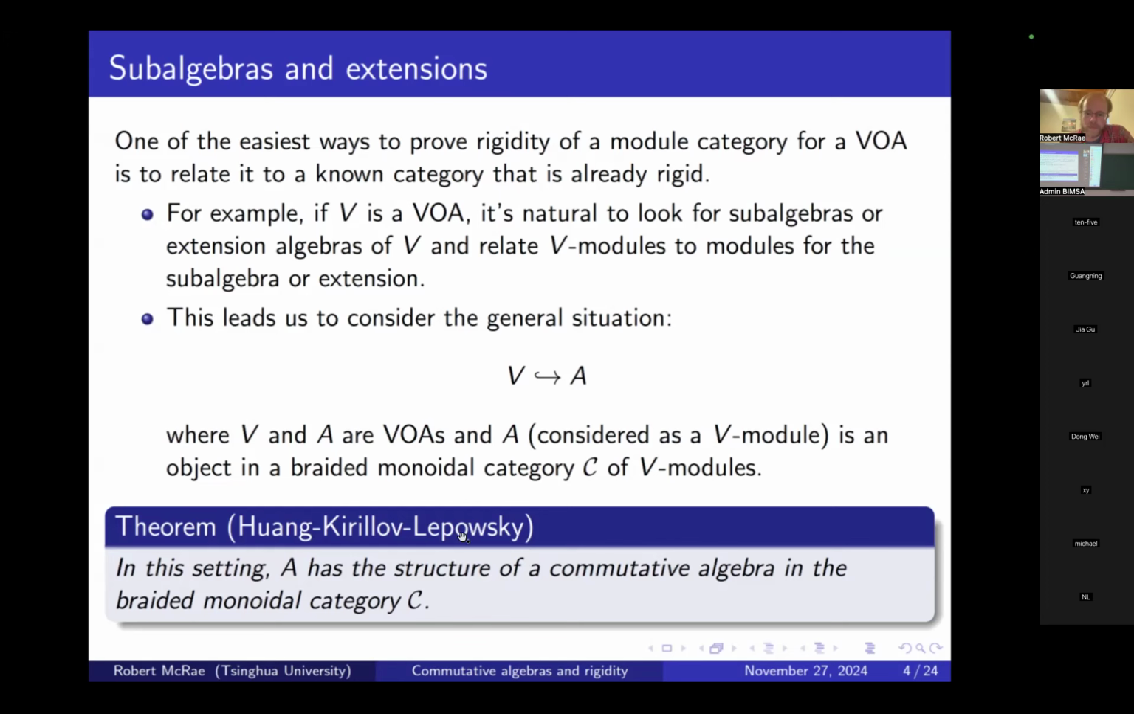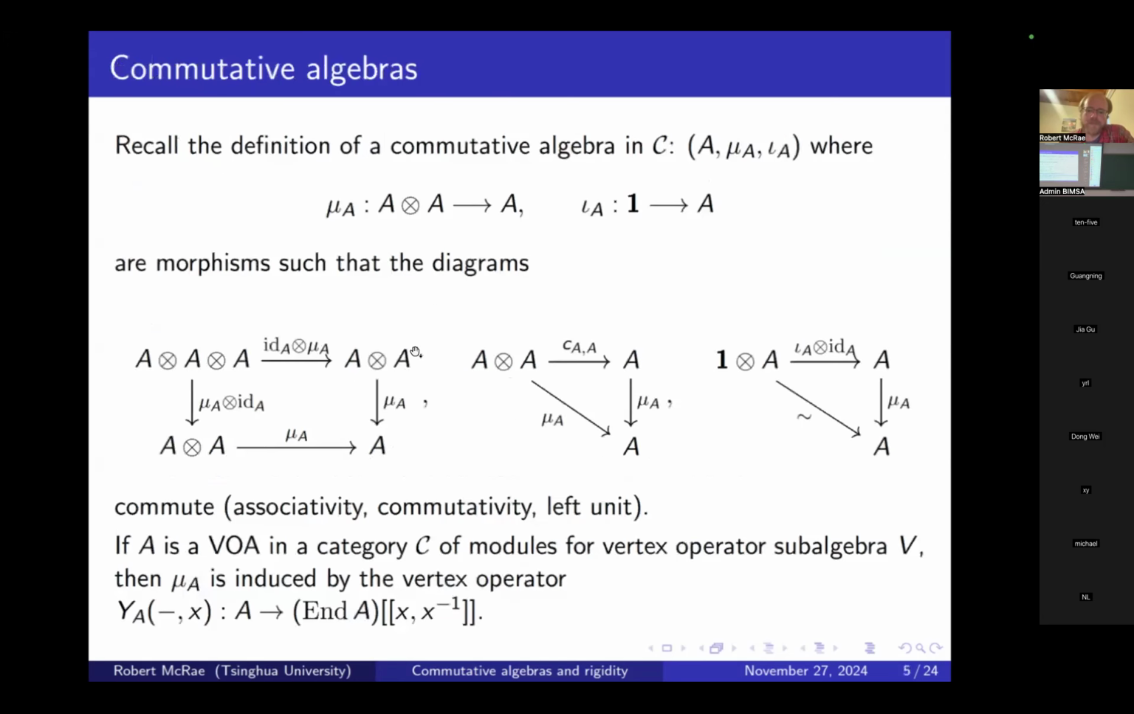So maybe I should quickly go over the definition of a commutative algebra in a braided monoidal category. It's an object A of the category. There's a multiplication morphism, which is a morphism from A tensor A to A. And then there's a unit morphism, which is going from the unit of your tensor category to A. And then you have associativity for this multiplication.